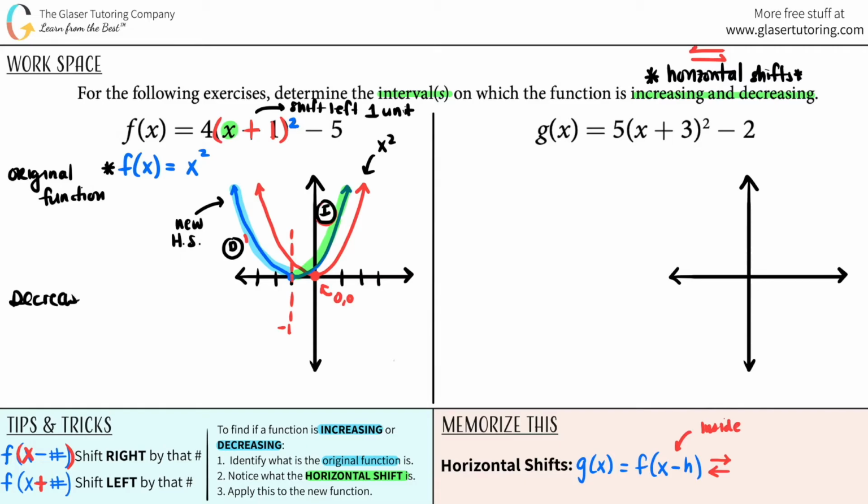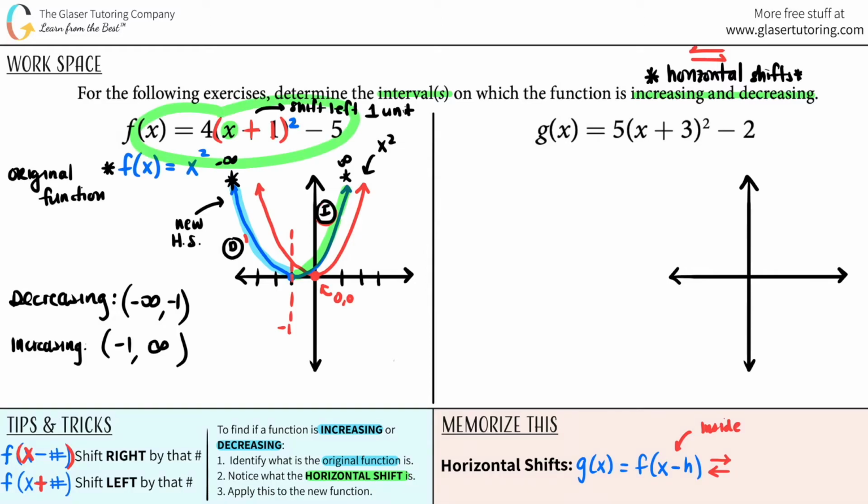Decreasing is on an interval from, you're starting all the way up here. That's technically -infinity, right? We don't know when it's going to end. So -infinity all the way to the cutoff, which is -1. And then increasing, we pick it right up from -1, and you go on and on and on until positive infinity. And there you go. Those are your intervals increasing and decreasing for this function.